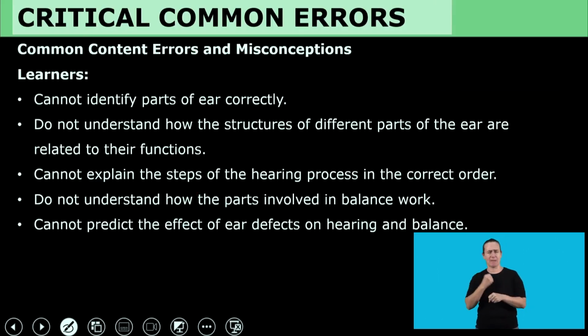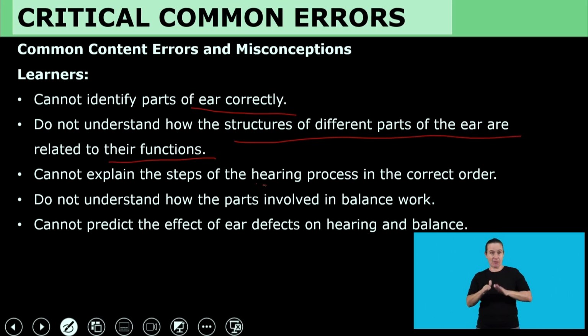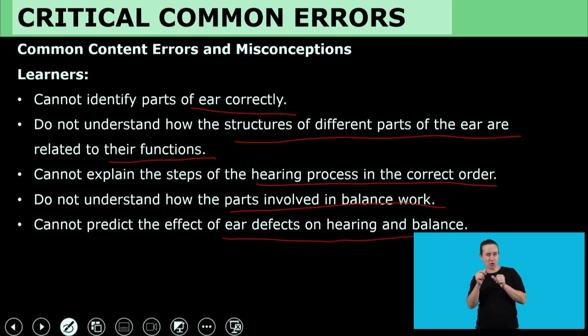Common content errors and misconceptions. Learners cannot identify parts of the ear correctly. They do not understand how the structures of different parts of the ear are related to their functions, cannot explain the steps of the hearing process in the correct order, do not understand how parts involved in balance work, cannot predict the effect of ear defects on hearing and balance.